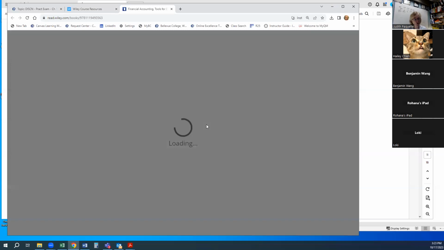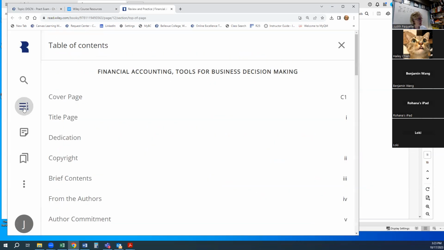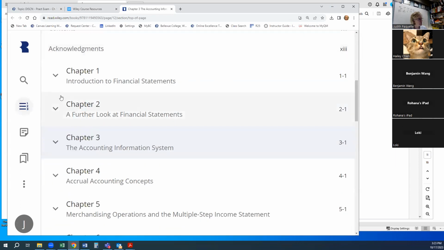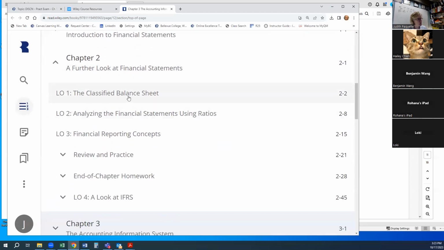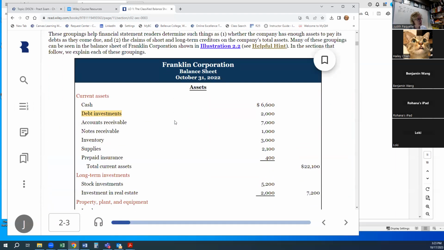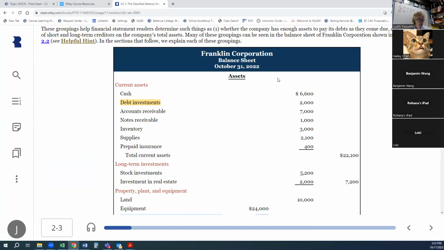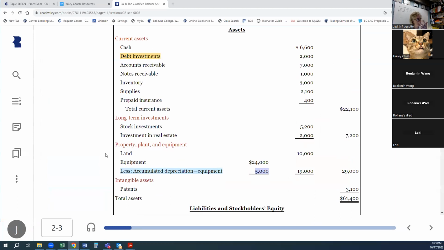I use the textbook a lot, and they have really good problems in it as well. I looked at it for this exam. Scroll down and see where it says classified balance sheet. This is a great sample balance sheet. Can you see Franklin Corporation, Ben? Yeah. Okay, so we got current assets, long-term investments, property, plant, and equipment. Ignore the highlighting, that's just me. And intangible assets. So we have 4 categories.